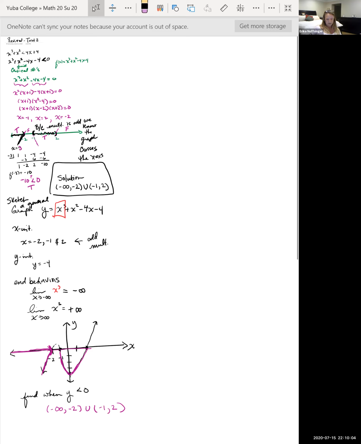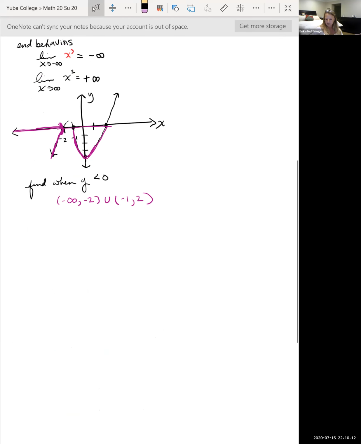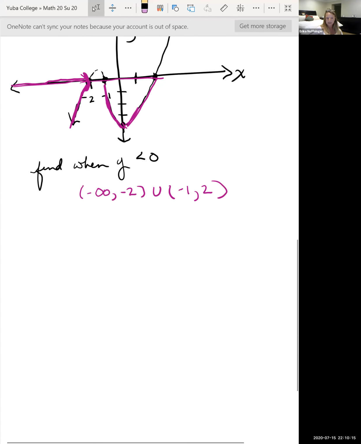Okay. So definitely you should be able to find a zero of a polynomial without just being able to look at it and factor it like we were able to do. You guys good with that, or do you want to look at something like that?